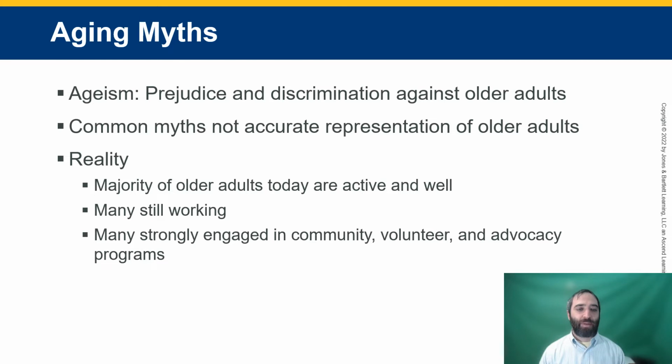The reality is that the majority of older adults today are actually active and well, more so than they've ever been in the past. Many of them are still working, and I think the trend is going to continue, meaning you're going to see more elderly people in the workforce in the future than you have in the past, because your age, my age, we need to be expecting to live to be 90 years old. And so we can't be retiring at 65 because there's just too much time to retire. We can't afford it. And then many are strongly engaged in their community, volunteer, and advocacy programs.